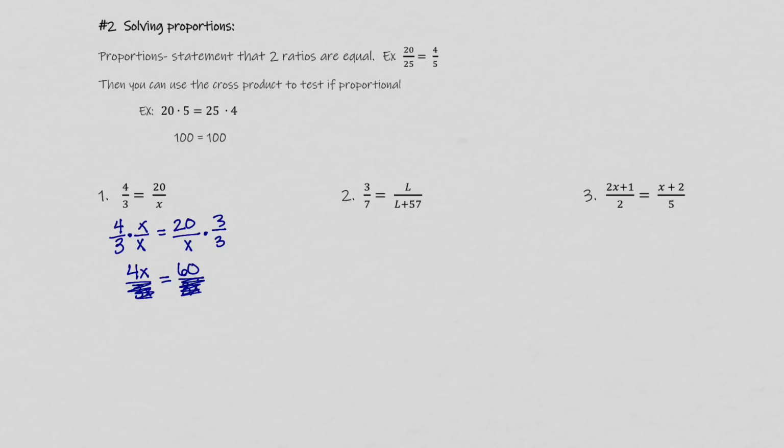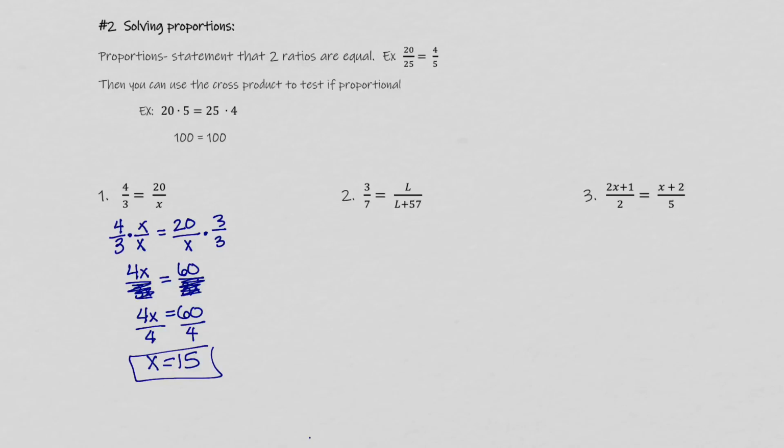4x equals 60 by dividing both sides by 15. No, I'm just joking. Sorry, I just gave you the answer. I'm trying to get x by itself, so I'm going to divide by 4. Now I get x equals 15. See, I kind of, in my brain, I was jumping ahead there.